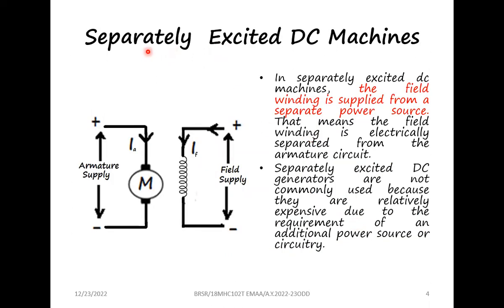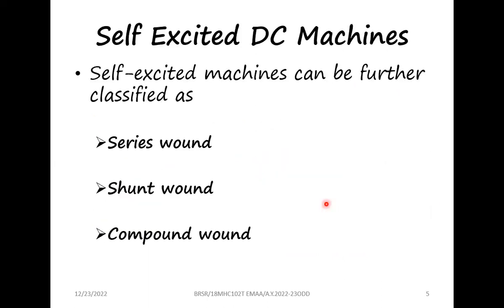So if you see a separately excited DC machine, the armature is fed from a separate supply. The field is given a separate supply. The field winding is supplied from a separate power source. That means the field winding is electrically separated from the armature circuit. Separately excited DC generators are not commonly used because they are relatively expensive due to the requirement of an additional power source or circuitry. Self-excited DC machines are very widely used because they are fed from the same source.